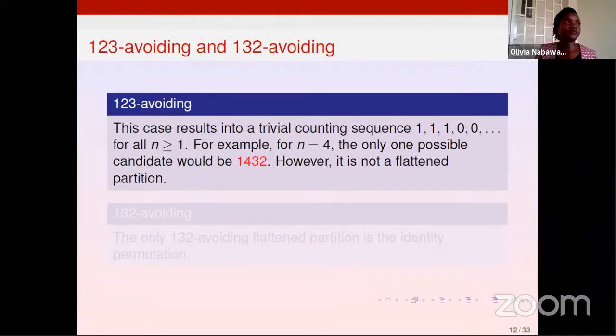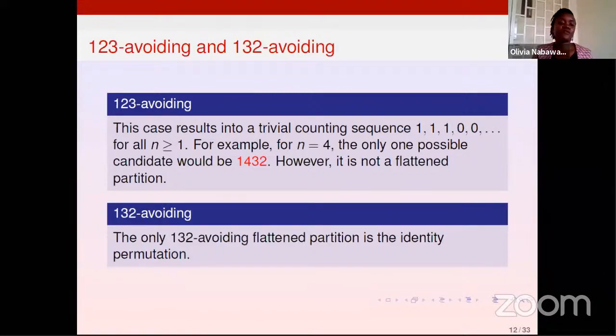Now I'll begin by looking at flattened partitions avoiding pattern 1, 2, 3 and pattern 1, 3, 2. I'm putting these on the same slide because they are not so long and not so complicated. For the pattern 1, 2, 3, we actually have a trivial counting sequence. For n greater than or equal to 4, we don't have a flattened partition which avoids pattern 1, 2, 3. The only potential candidate, because all flattened partitions start with integer 1, would be the permutation 1, 4, 3, 2, which avoids 1, 2, 3. But again, this is not a flattened partition. So for n greater than or equal to 4, we have 0 flattened partitions avoiding 1, 2, 3.